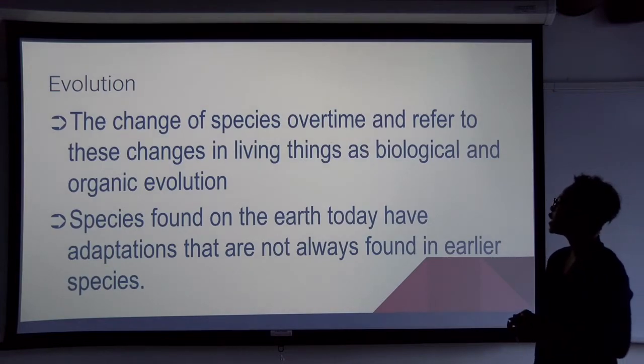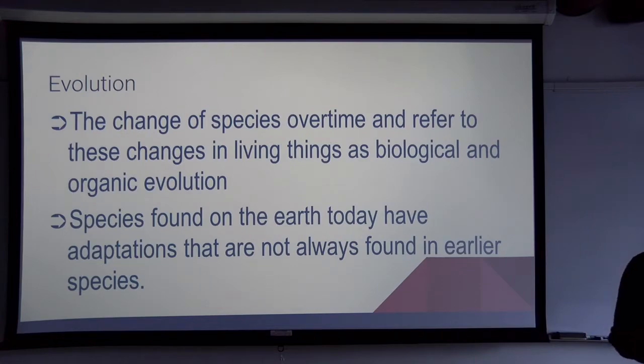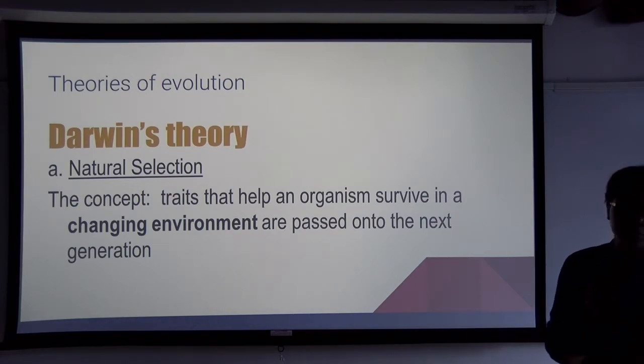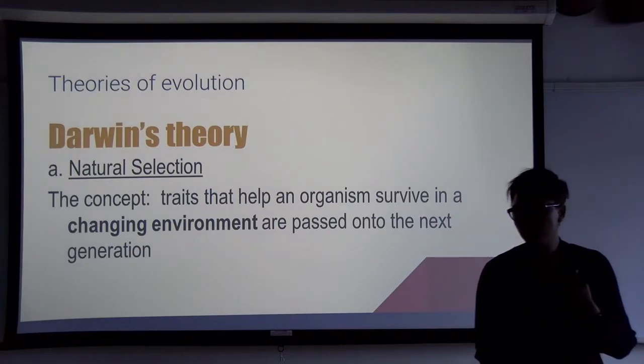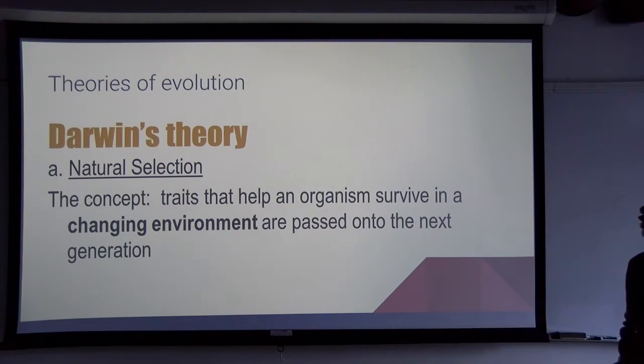So evolution is the change of a species over time. You'll see biological changes and organic changes. And we're going to break it down into three categories. We're going to look at organic evolution, modern evolution, and the mechanism of evolution. The first area I want to start in is Darwin's theory of evolution, which is natural selection.